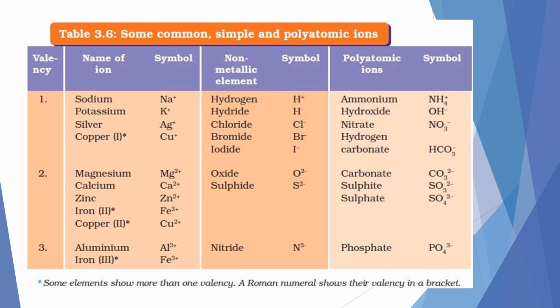And how does NH4 get this plus charge? Taking 1 or 2 examples, I will just tell. Here nitrogen and 4 hydrogen. The nitrogen ion symbol is N3 minus, 3 minus, and hydrogen 1. Here 4 hydrogen atoms are there, so 4 and here 3 minus. When you do 4 minus 3, what is it? Plus 1. So that is the plus charge.